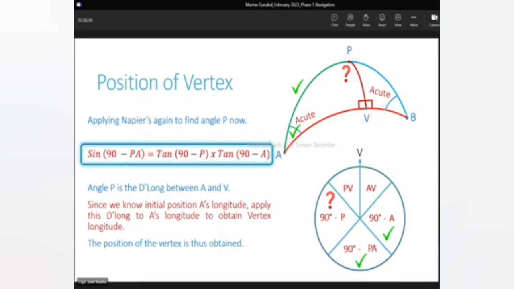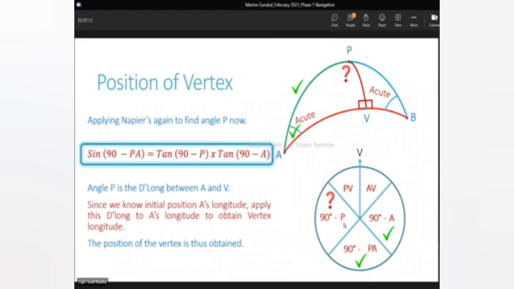Any more doubt, beta? So in this, can we use the same equation as sine 90 minus P is equal to tan 90 minus PV into tan 90 minus PA, as we have already found out PV? Okay, all right, beta. PV we had found to calculate the last latitude. So we know PV also. So can we use this PV to find 90 minus P?